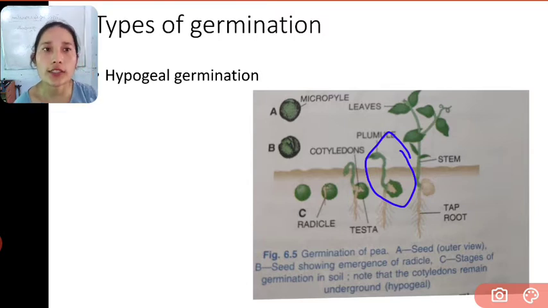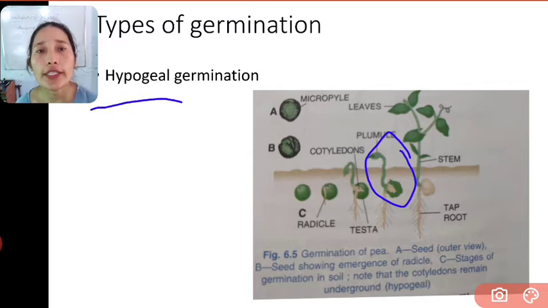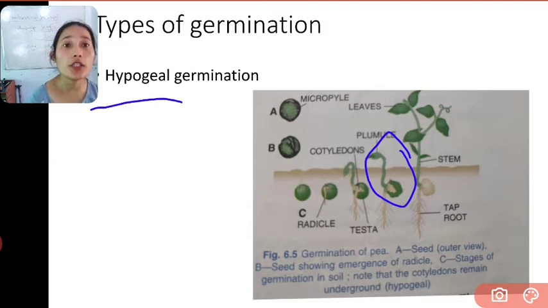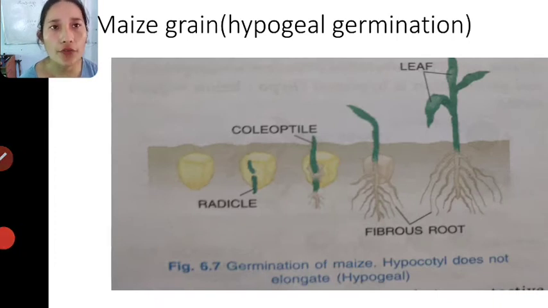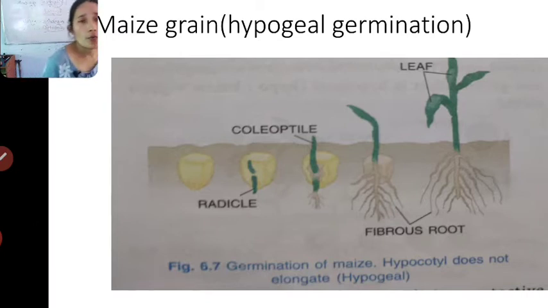I told you to break the term, right? Hypo means low, geal is derived from the word geo, that is earth. So your cotyledon is lying in the soil, that's why it's referred to as hypogeal germination. I hope it's clear. In case of hypogeal germination, your cotyledon lies inside the soil or in the ground itself. Now, coming to the other example of hypogeal germination, that is maize grain. I told you maize grain, why is it called grain?